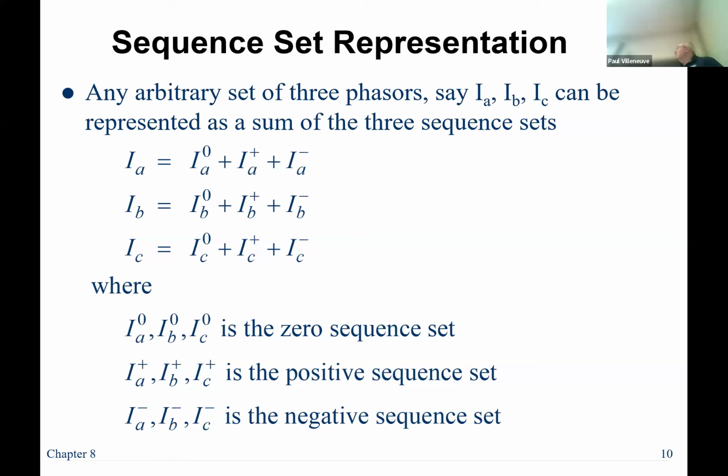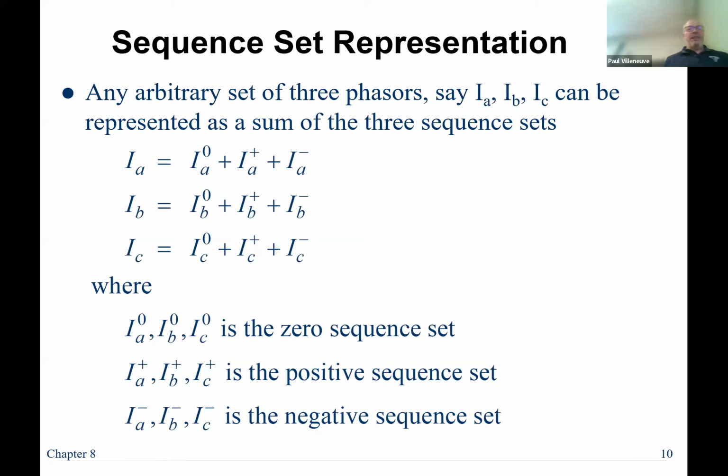All right, so now let's do the math. Let's add them up. Phase A is going to be IA0 plus IA positive plus IA negative. Phase B is the same, but all subscripted B. And phase C is the same, but again, all subscripted IC. So I've got the zero sequence set, I've got three vectors for that. The positive sequence set. And the negative sequence set.